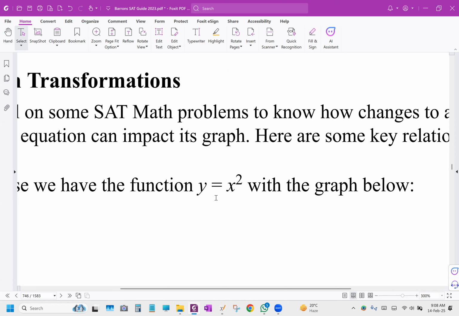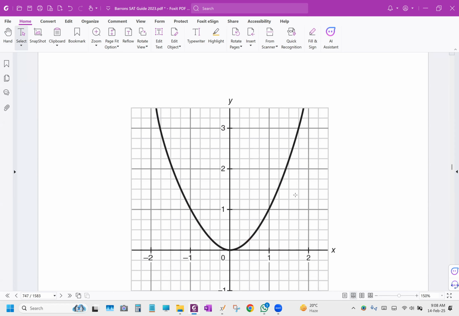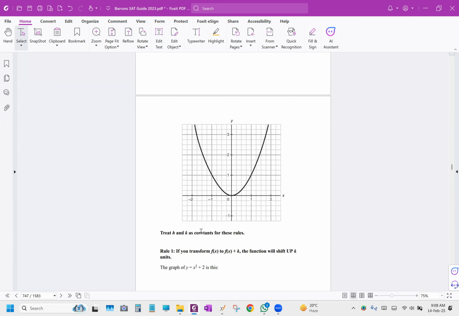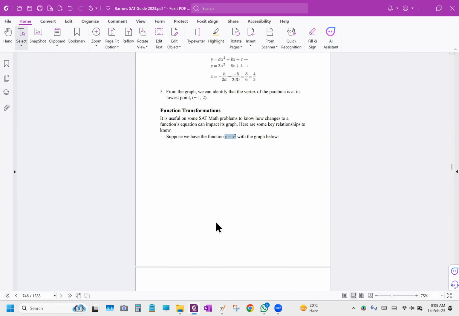If you plot it on graph paper, how will this graph look? We have different names for different graphs, right? What is the name of this graph for y equals x squared? Is it a parabola? Exactly. It is a parabola. This is what the parabola looks like. So we are interested in function manipulation, or function transformation.